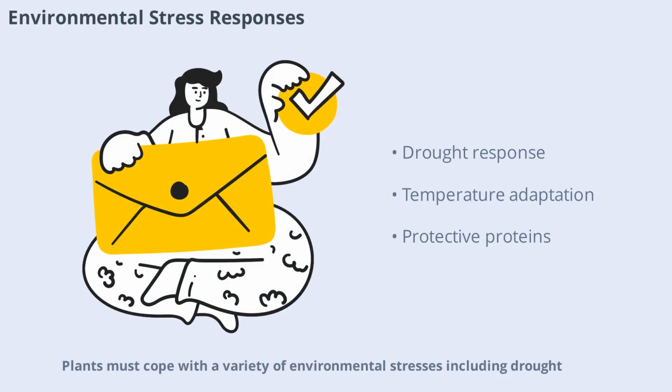Plants must cope with a variety of environmental stresses, including drought, extreme temperatures, and pollution. They respond by adjusting their physiology, such as closing stomata to conserve water or producing protective proteins. Some plants can even enter a state of dormancy to survive harsh conditions.